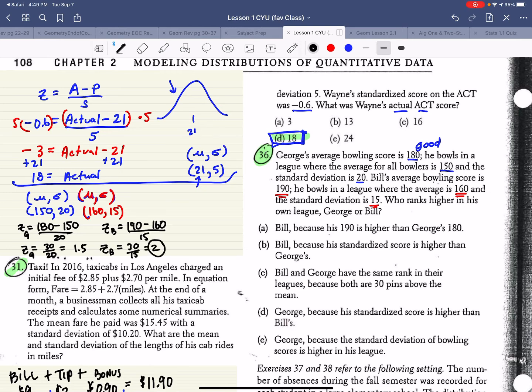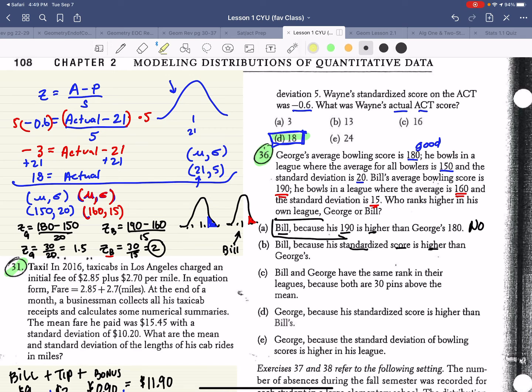Ooh, okay. So this is definitely better. Meaning if we had a curve of both of them, they have different middles and different widths as we go to the left and the right. But it looks like Bill is further to the right, right? And George is definitely to the right as well, but he's only 1.5 standard deviations from the mean. So who is better? For sure, Bill. Bill, because his 190 is higher? No. Bill, but just the fact that his raw score is higher doesn't mean that he's better. Bill, because his standardized score is higher.